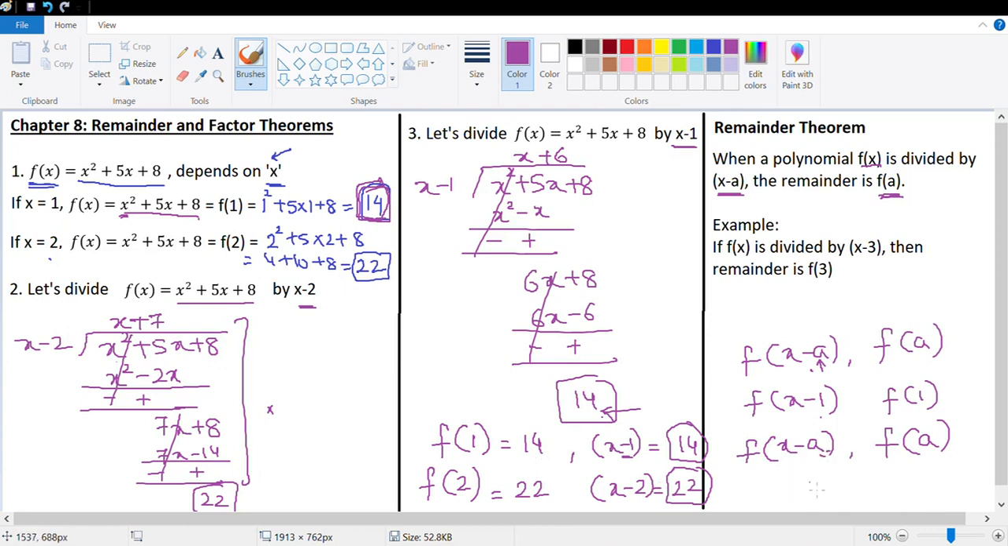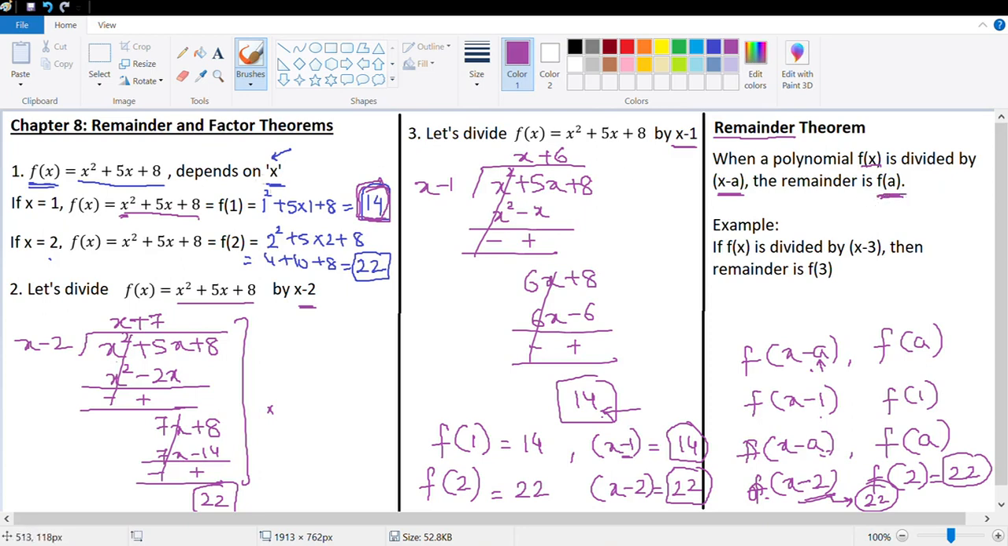So what we had was, we divided it by x minus a, which is x minus 2, and the remainder was f of 2. In this case, it was 22, and when we divided it by x minus 2, the remainder was still 22. I hope this part is clear. The remainder can be figured out without actually dividing a polynomial by x minus a. The remainder will be f of a.